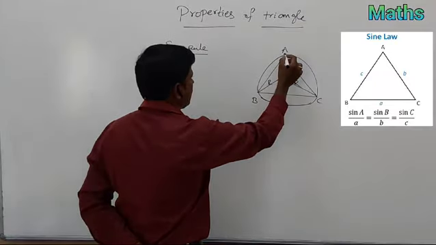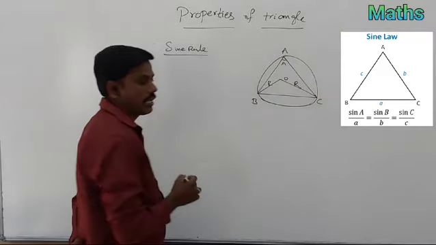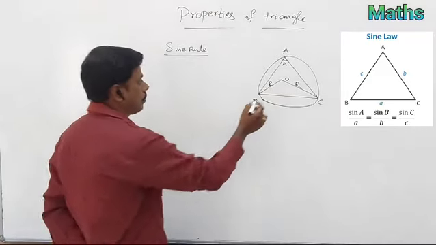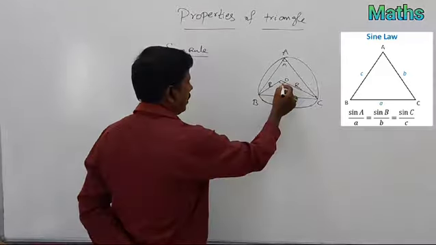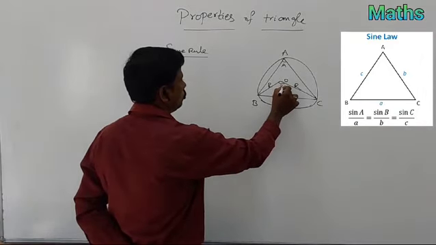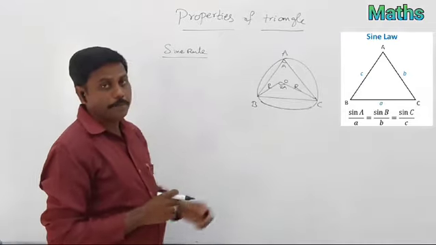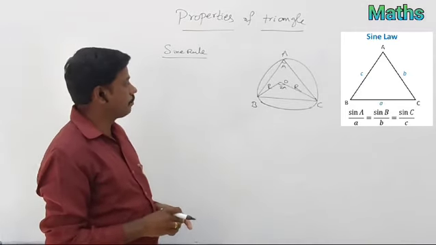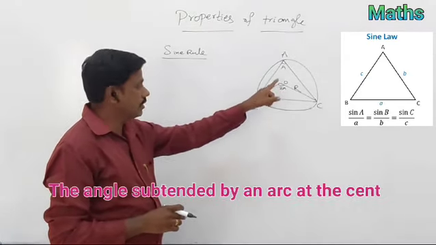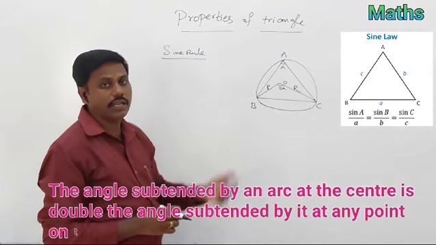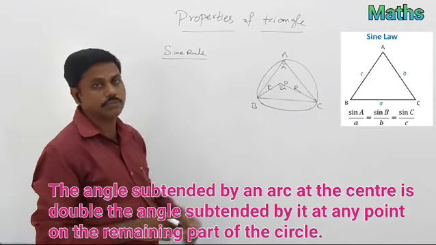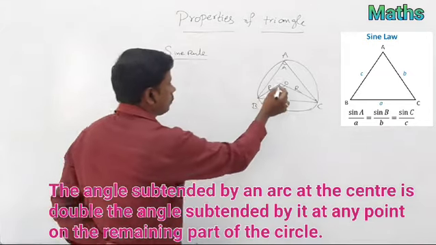Here in triangle ABC, this place represents the angle A. The angle subtended at the center is 2A. It is a circle property. What does the circle property say here? The angle subtended at the center is equal to double the angle subtended at the remaining part of the circle. So it is a circle property.